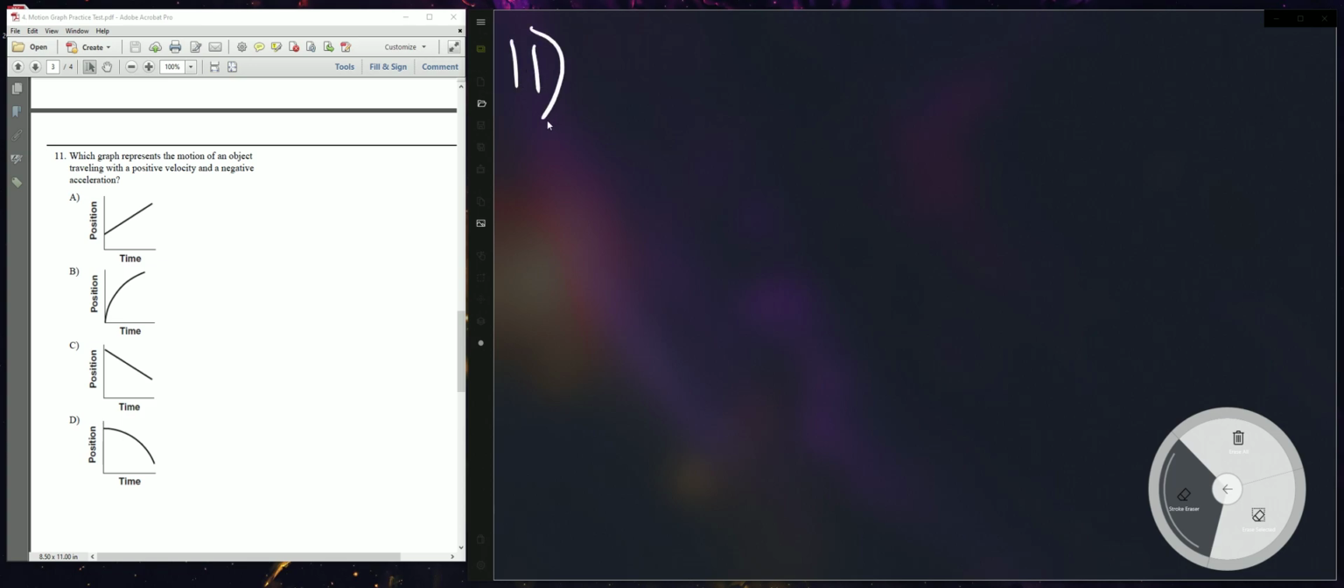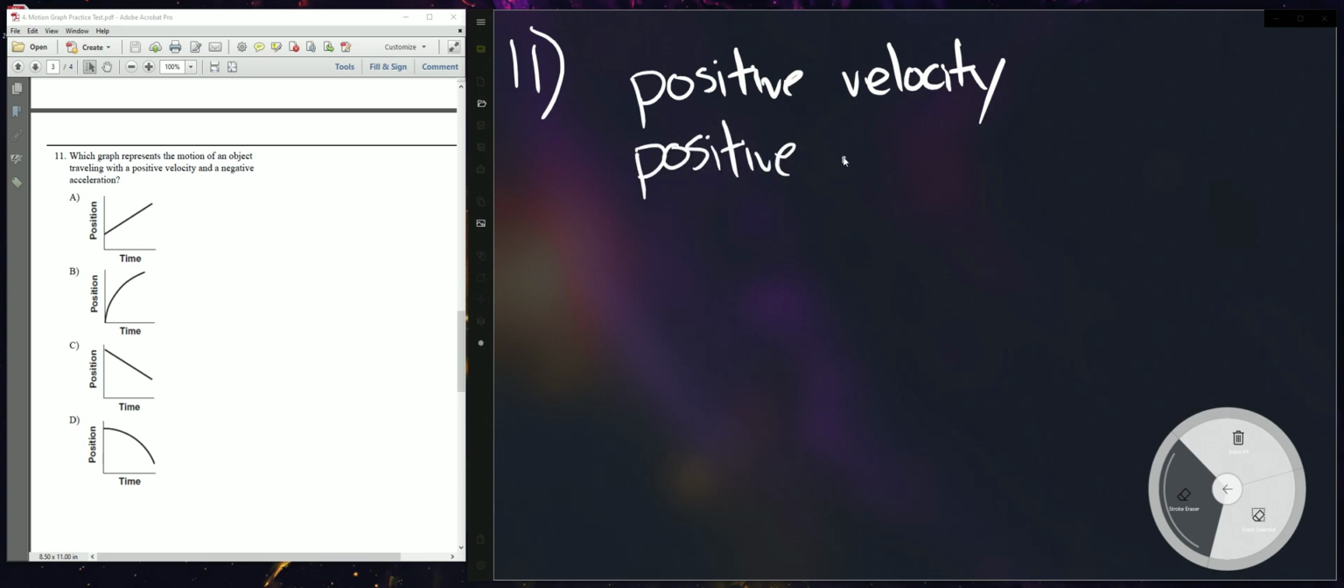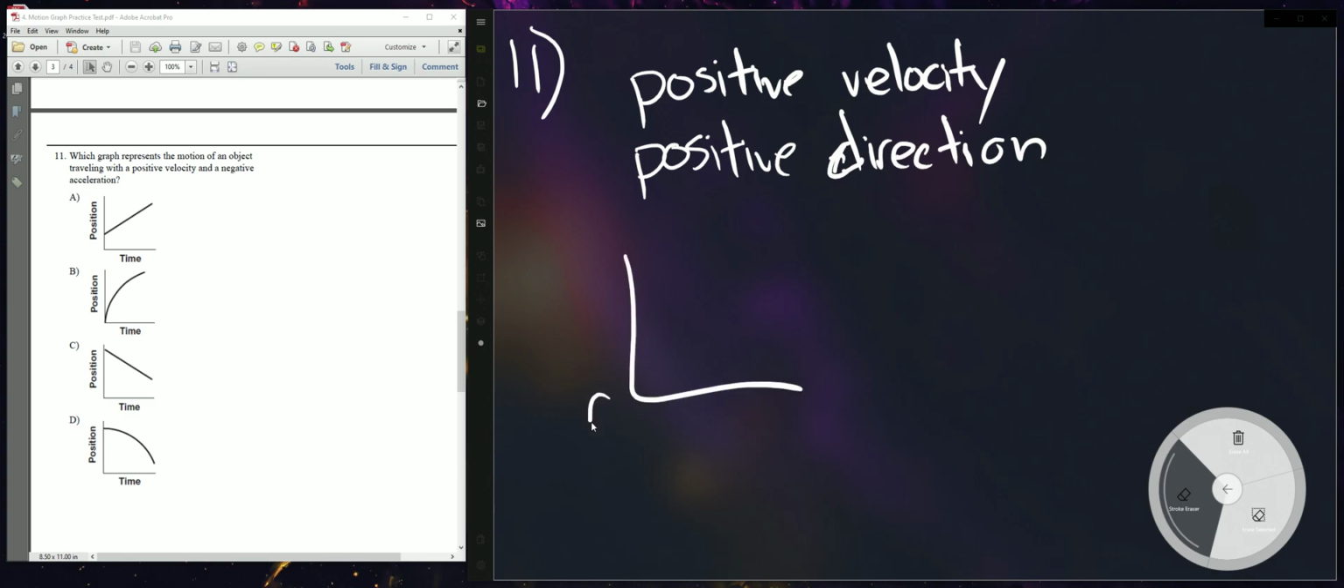11. Which graph represents the motion of an object traveling with positive velocity and negative acceleration? If we have a positive velocity, that must mean we are traveling in the positive direction. So your displacement, or your position, is going up, right? If we look at this graph right here, and this is 0, let's extend it, p. It's negative and positive. We have a positive velocity. It must mean we're going in this direction, the positive direction.